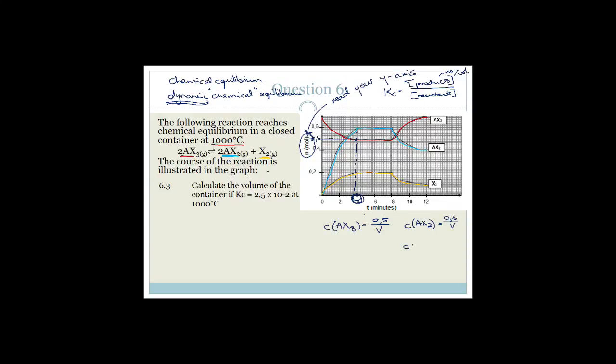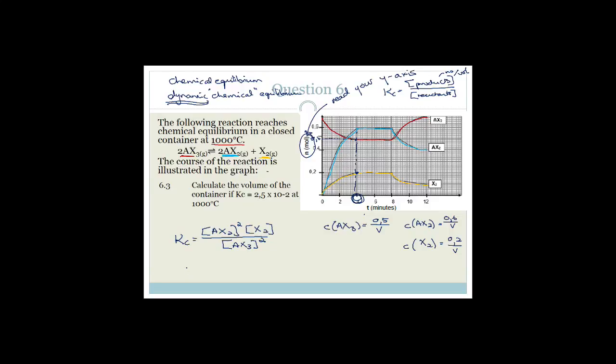And the concentration of X2 is going to be 0.2 over V. Right. Now, your Kc formula, your mass action expression, is the concentration of the product. So it's going to be AX2, but it's all to the power of 2 because the coefficient is 2, multiplied by the concentration of X2, all over the concentration of AX3, all squared.